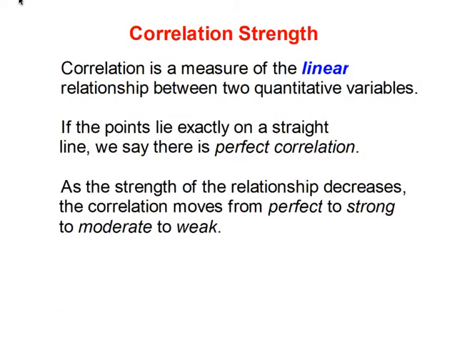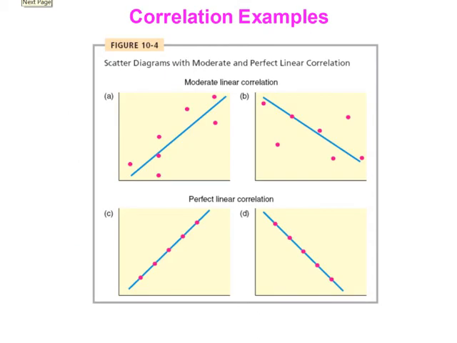Correlation strength. Correlation is the measurement of linear relationship between two quantitative variables. If the points lie on exactly a straight line, it would be considered a perfect correlation. And as they get farther away from that line, it goes from perfect correlation to strong correlation to moderate to weak. So you can kind of eyeball that idea as to how well they're correlated. For example, this has got a moderate linear correlation.